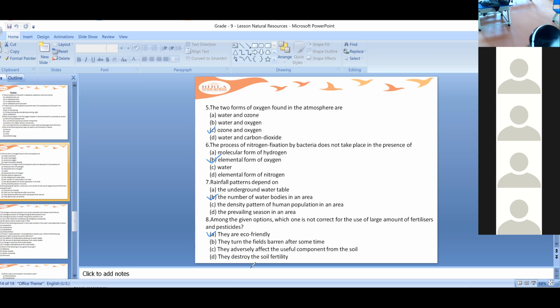They turn the field barren after some time. It is true. They adversely affect the useful component from the soil. Yes, it is true. They destroy the soil fertility. Isn't it? Fertilizers and pesticides destroy the soil fertility. Okay, now we'll go through the remaining questions also.